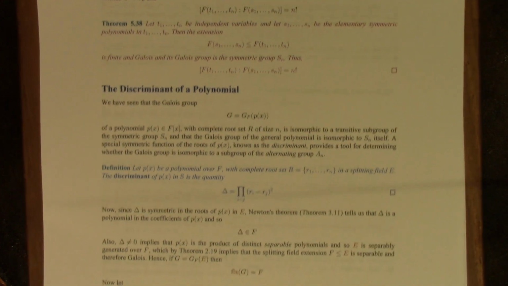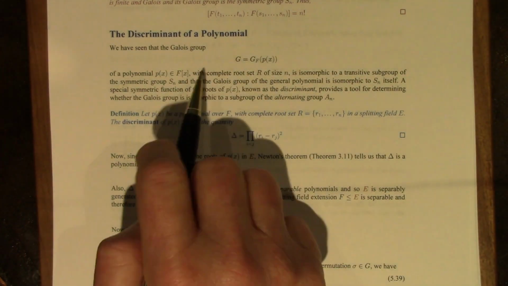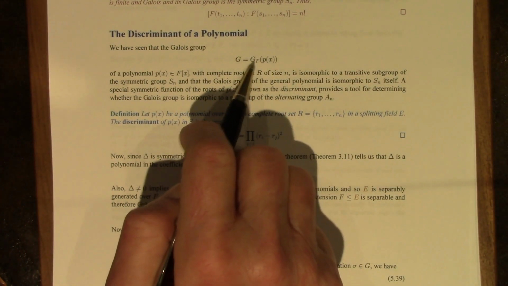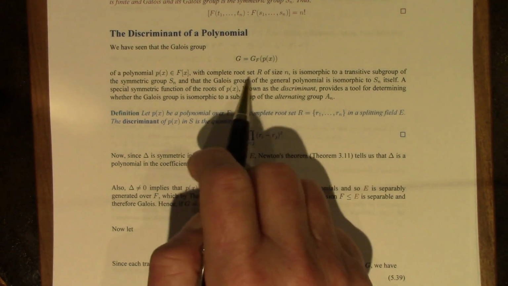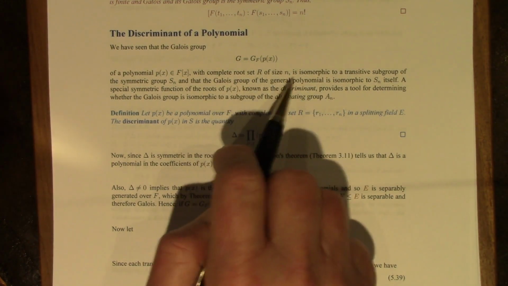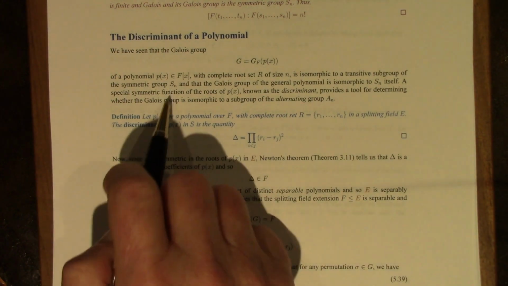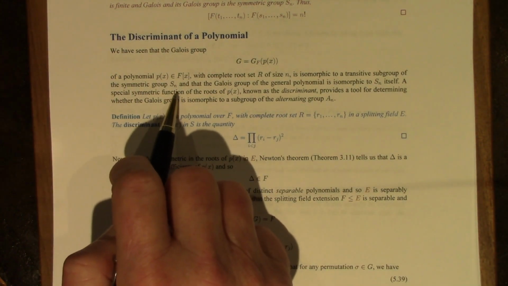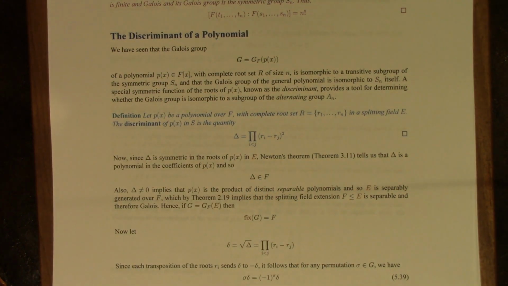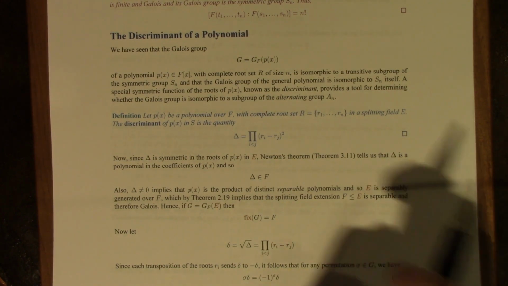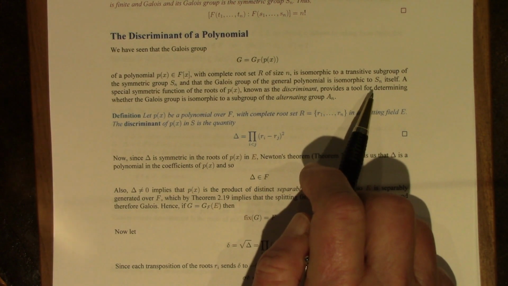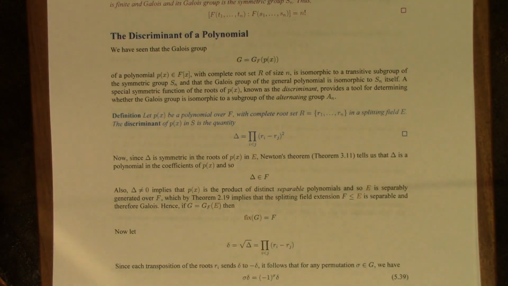We've seen that the Galois group of a polynomial with a complete root set R of size n in some splitting field is isomorphic to a transitive subgroup of the symmetric group Sn. We've also seen that the Galois group of the general polynomial of degree n is isomorphic to Sn itself.